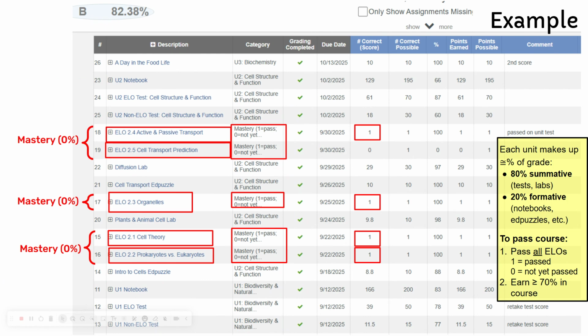So here you'll see that the 4 of these ELOs the student has passed, and so that's great that they are well on their way to passing the course. However, it looks like there's still one ELO that they are working on in order to pass the class.